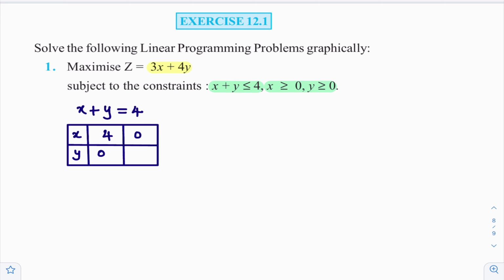Then what you will get? You will get y equal to 4. So we got 2 points on the line. First point is (4, 0). Second point is (0, 4). Now these 2 points we need to mark on the graph sheet.